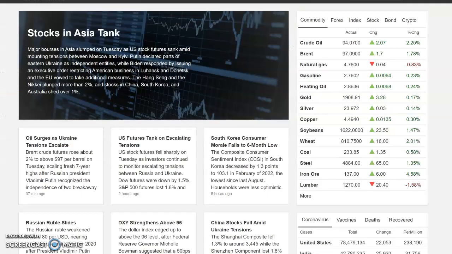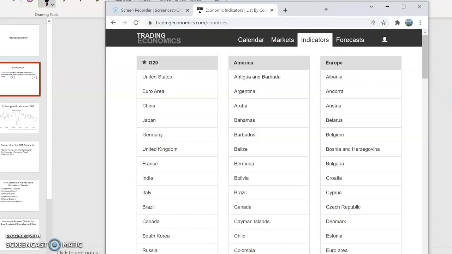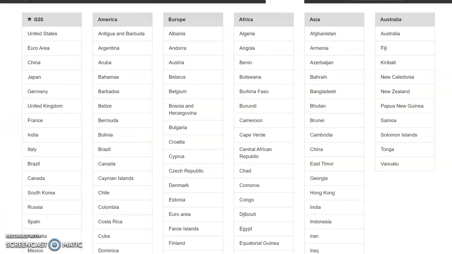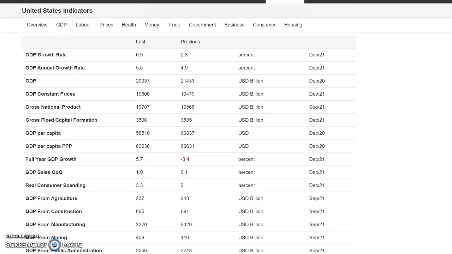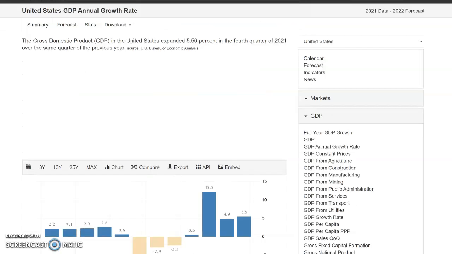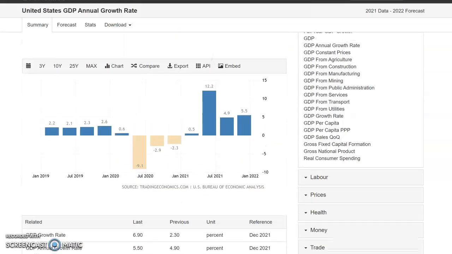Let me go to this website, which is tradingeconomics.com. Click on indicators and then click on countries. After that, you can pick any economy of your choice. Let's say we look at the United States economy. Click on GDP and after that look at the GDP growth rate, or rather the GDP annual growth rate.